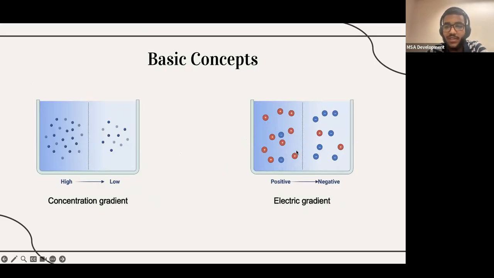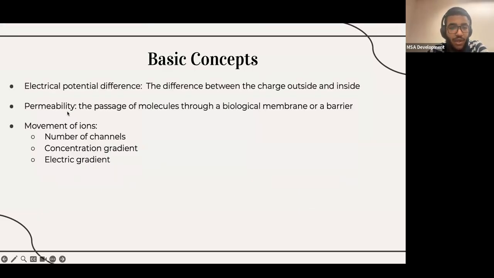And this is what we call the electric gradient. And usually we measure those together as something called the electrochemical gradient. We combine both gradients and see where the ion would move. Okay, so those are also other terms that I need you guys to understand.